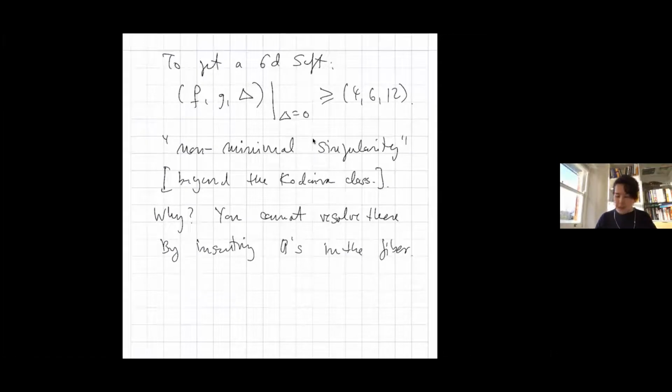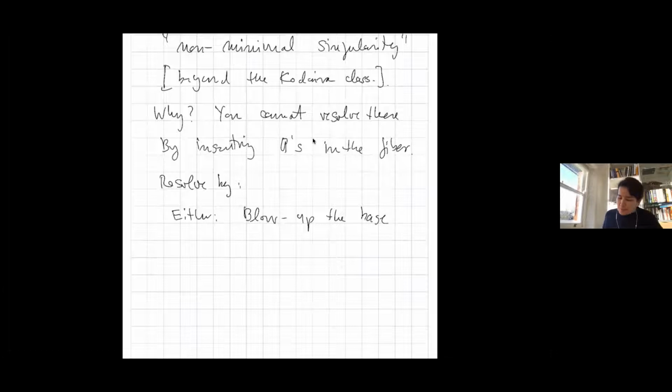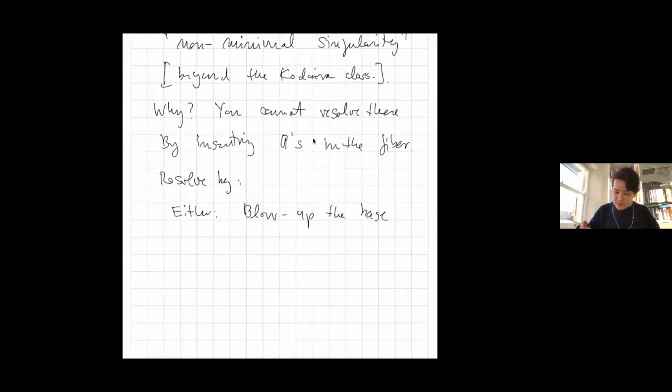Non-minimality means you need to resort to something else, and in fact there are two things you can resort to. Either you need to modify the base. These non-minimal singularities are something we are interested in, as we'll see in a moment, in the context not of codimension 1 but at points. So you can blow up the base and get points replaced by curves, and you get a minimal fibration once you do this often enough.